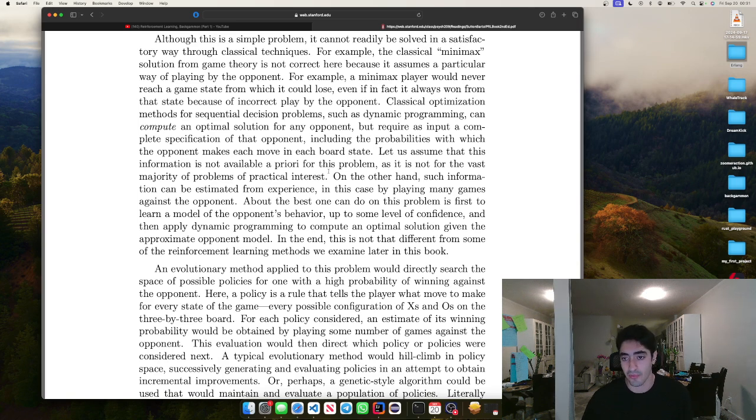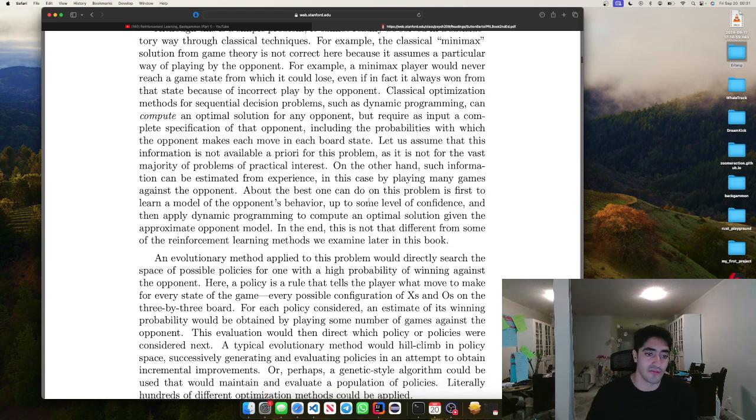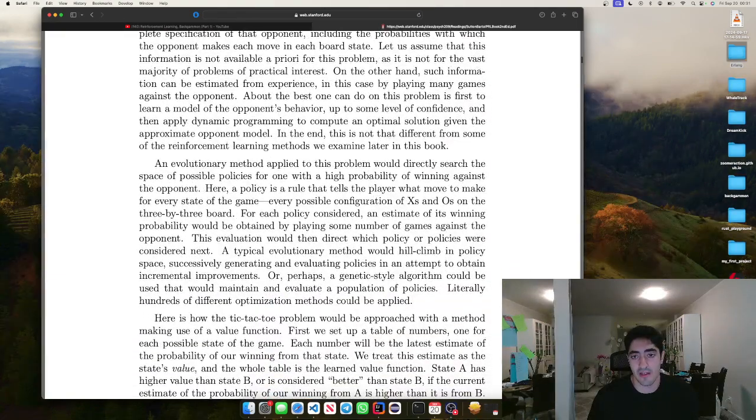In this case, by playing many games against the opponent, about the best one can do on this problem is first to learn a model of the opponent's behavior up to some level of confidence and then apply dynamic programming to compute an optimal solution given the approximate opponent model. In the end, this is not that different from some of the reinforcement learning methods we examine later in this book.